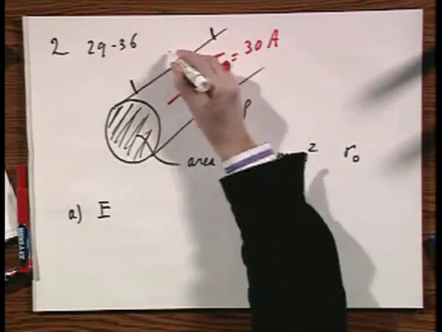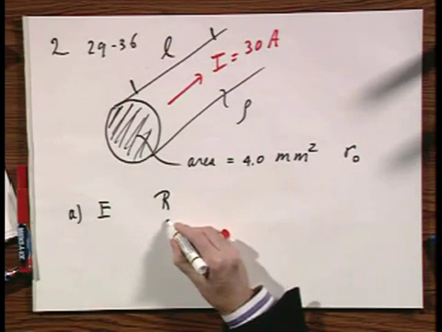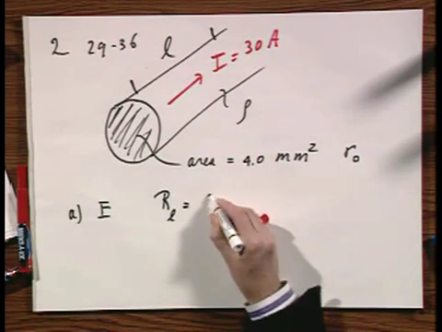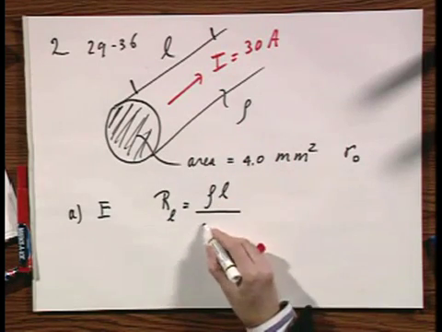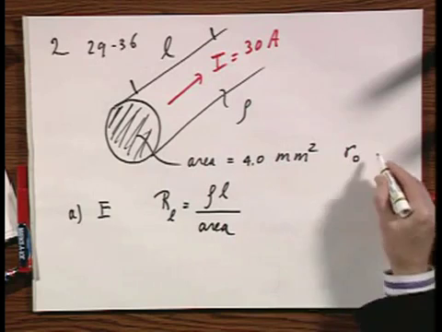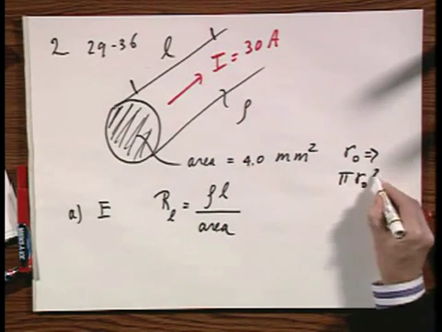Let us take a random section of length L. Then the resistance R of length L equals rho times L divided by the cross-sectional area, which would then be, if you accept my r0, pi r0 squared.